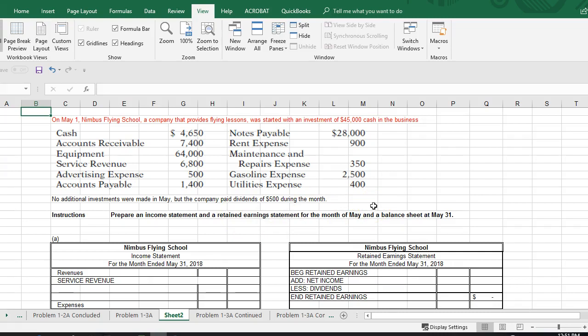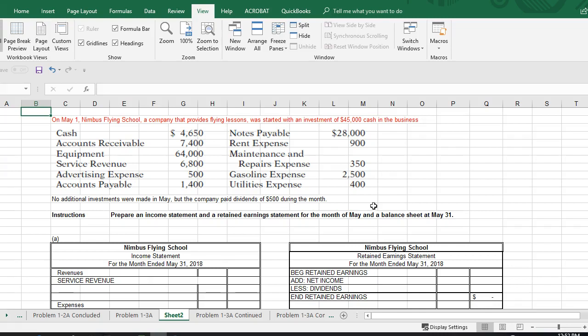Okay? We're going to begin to prepare what's known as an income statement. The income statement is also referred to as a profit and loss statement. This statement shows a company's profit or their loss over a specified period of time. We're preparing the statement for this corporation for the month of May.